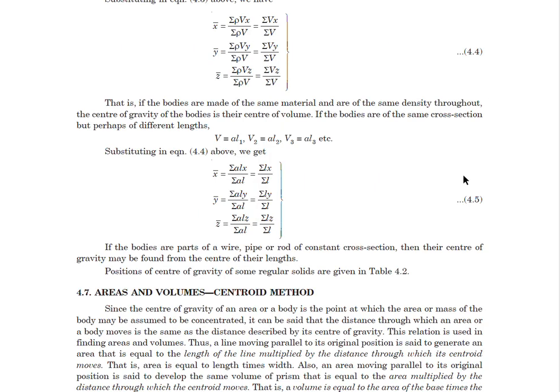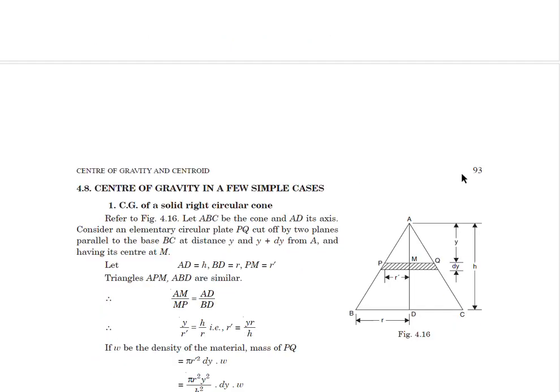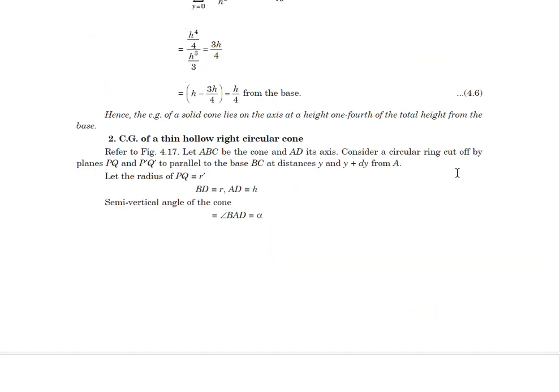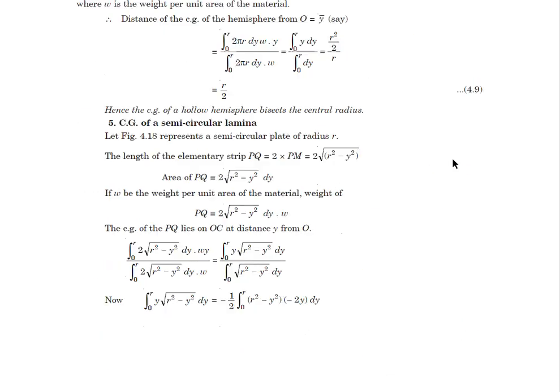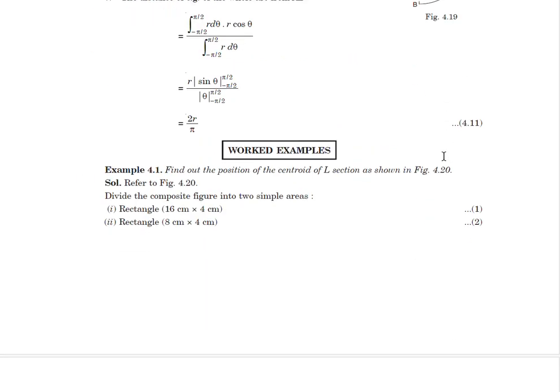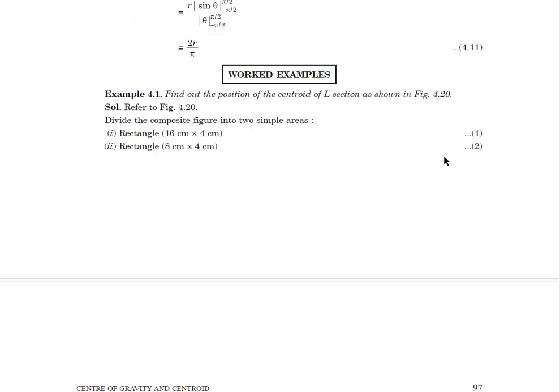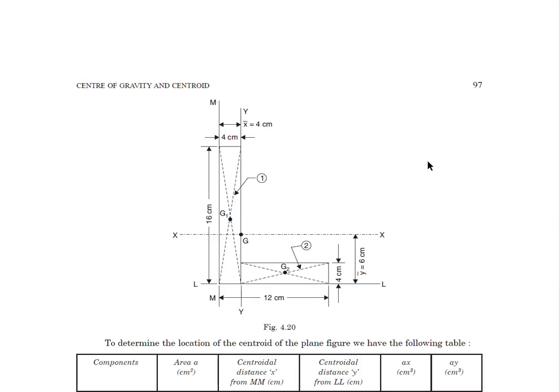So coming on to our example, let us discuss one simple example that we will take. Example 4.1: find out the position of the centroid of the L section as shown in figure 4.20, dividing the composite figure into two areas. So this is the composite figure, and this is L shaped.